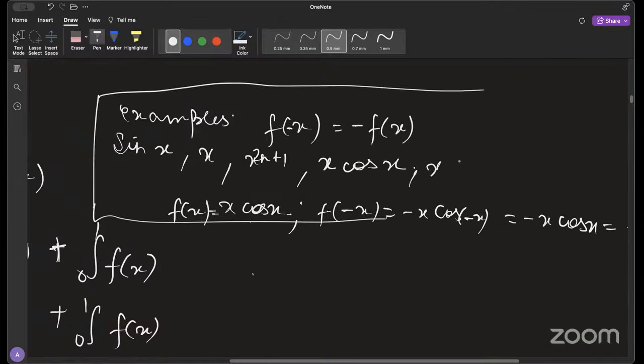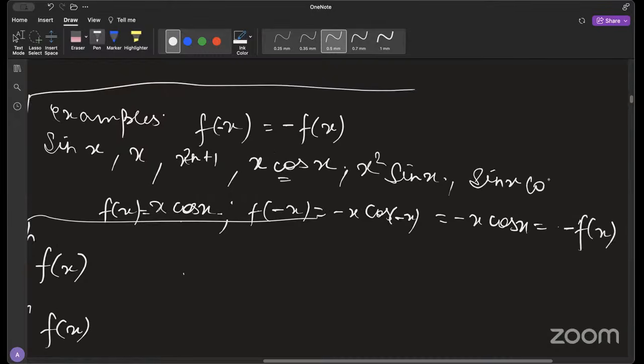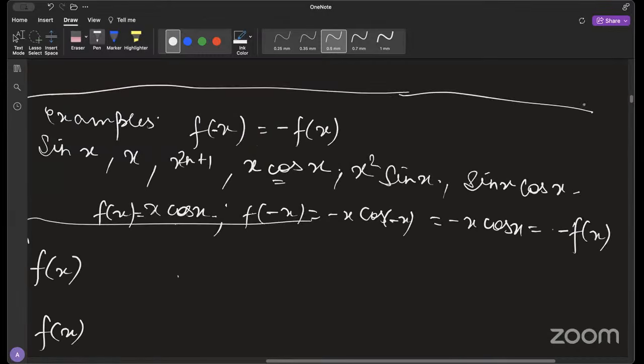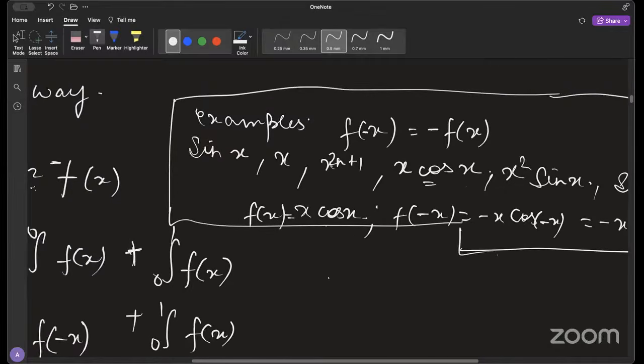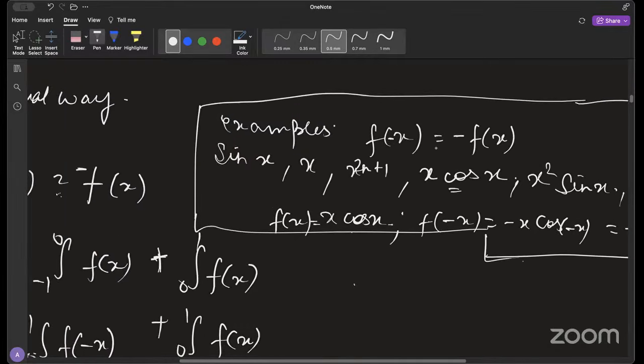Then in a similar way, you can have x squared sin x too. That also works. You can have sin x cos x too. That also works. So these are the functions where this condition holds.